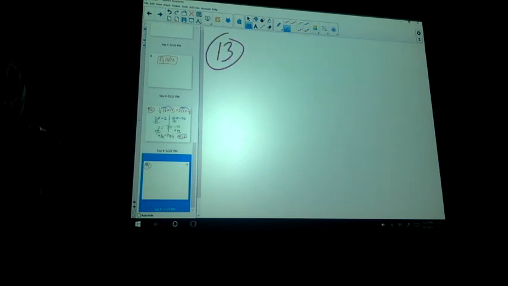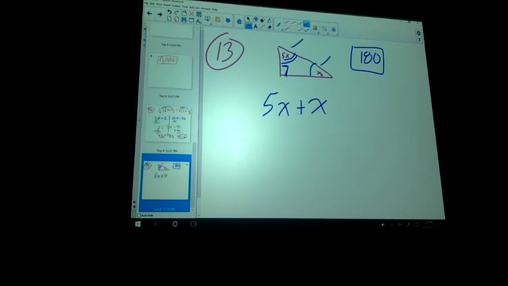Number 13. Okay, so it says the sum of the measures of this triangle is 180 degrees. So let's see if we can figure this out. So this is 5x, and this is x. And they tell us that if I were to add all of the angles up, they would add up to 180 degrees. And that's actually true for all triangles. All triangles add up to this. So if I go 5x and I add that to x, that's this angle and this angle, and then what does this mean? 90 degrees. So if I add 5x and x and 90, all of those should add up to be 180.